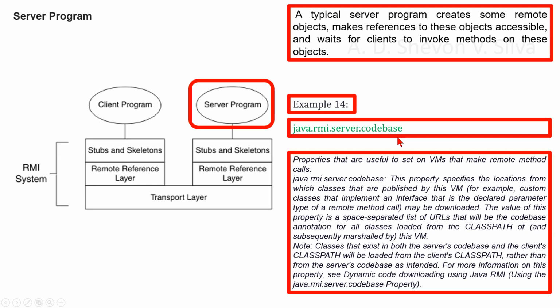all classes loaded from the class path of and subsequently marshaled by this VM. Note, the classes that exist in both the server code base and the client class path will be loaded from the client's class path rather than from the server's code base, as intended.